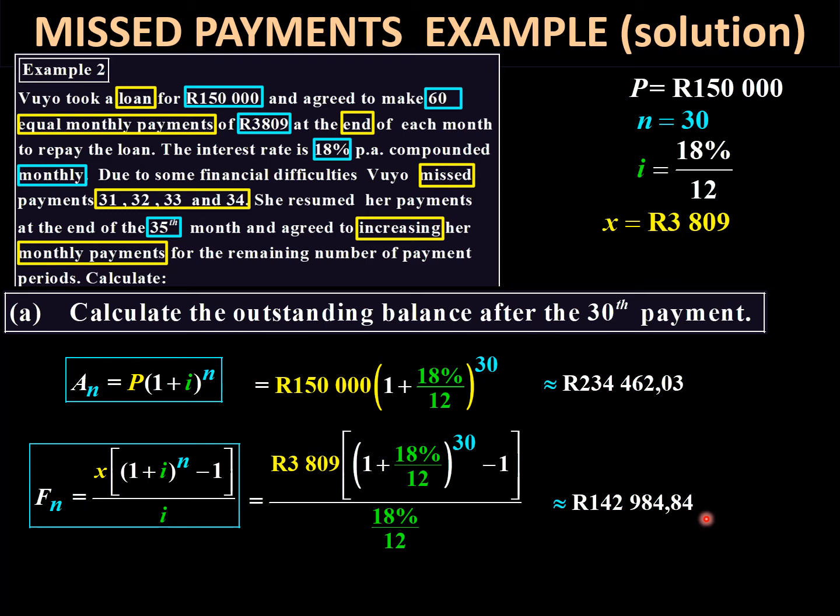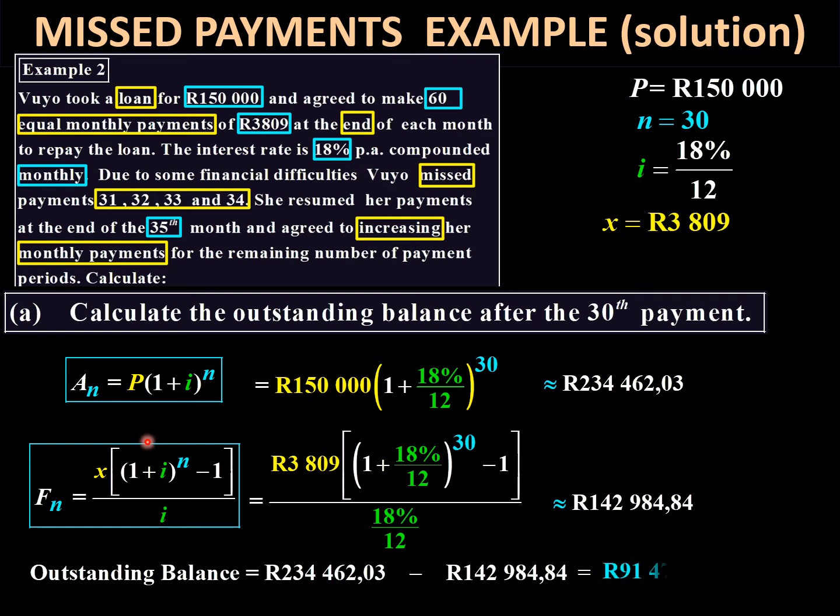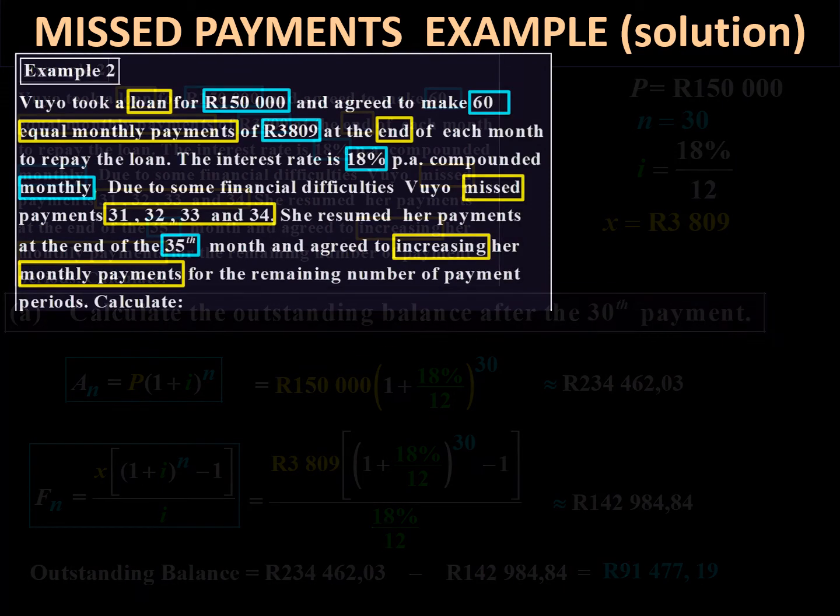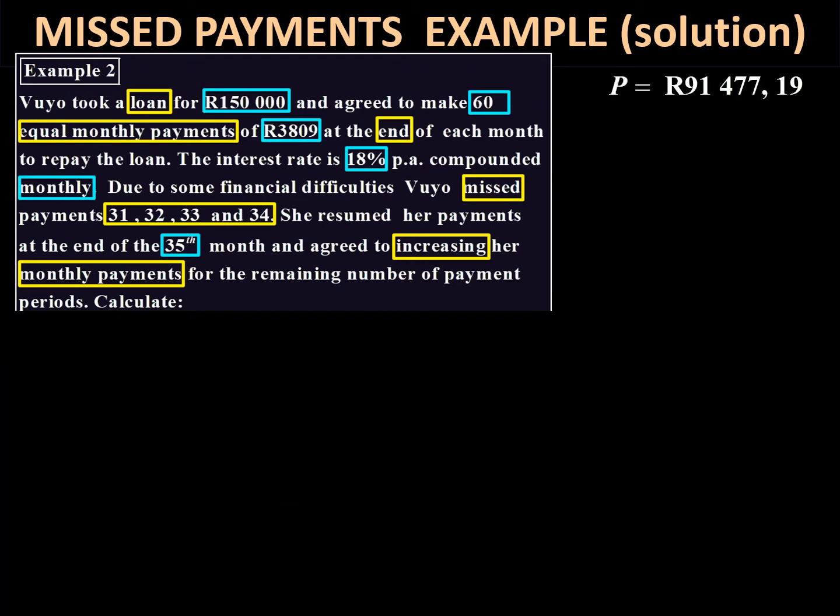Then to get the outstanding balance, what do we have to do? That's correct. We subtract the 2 amounts. And if I subtract that, the outstanding balance is now 91,477 Rand and 19 cents. That's the outstanding balance after the 30th payment, right? So that's the first stage of our problem. Now let's look at the next question. So we're just transferring that outstanding balance after the 30th payment. 30 payments were made. The interest rate is still the same.